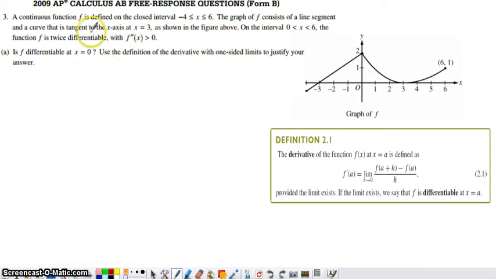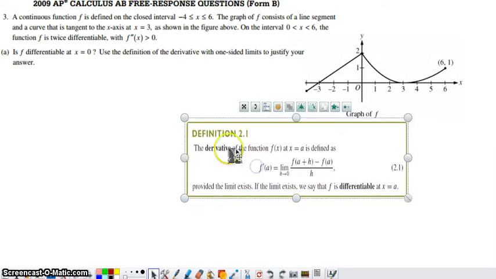If you read the setup here, we've got a continuous function f. It's defined on the interval -4 to 6. And the graph consists of a line segment and a curve that is tangent to the x-axis at 3. We've got the graph of it over here, so here's the line segment, and then here's the curve that would be tangent to the x-axis at 3. On the interval 0 to 6, f is twice differentiable, and f double prime of x is greater than 0. So in part A here it says, is f differentiable at 0? Use the definition of the derivative with one-sided limits to justify your answer.